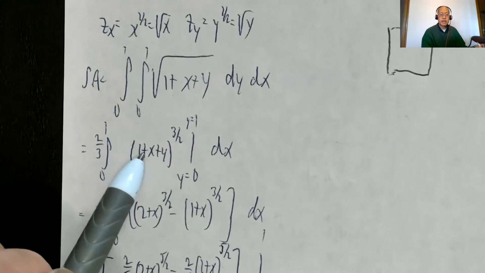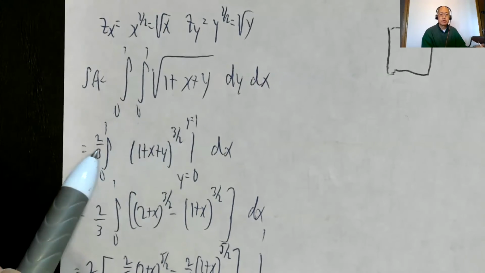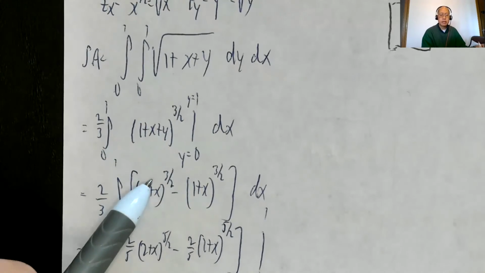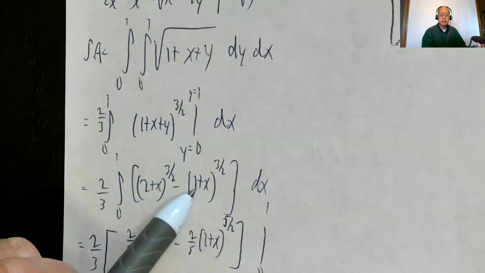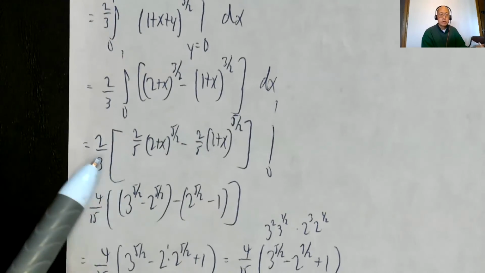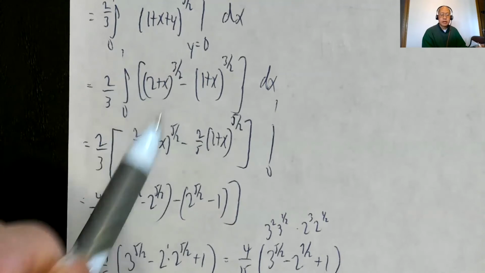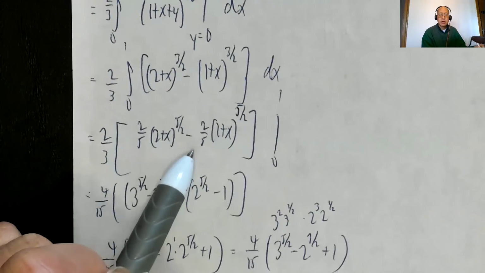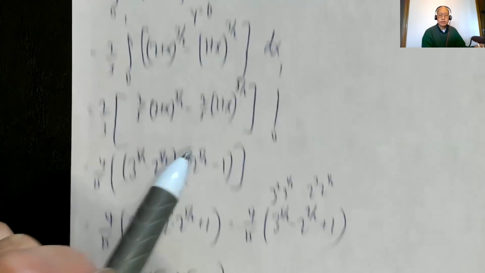All right, so this is 1 plus x plus y to the 3/2 times 2/3. Y goes from 0 to 1. Plug in 1, I have 2 plus x to the 3/2. Plug in 0, I have 1 plus x to the 3/2. Integrate that, that's 2/3, 2 plus x to the 5/2 times 2/5, minus 1 plus x to the 5/2 times 2/5 from 0 to 1.